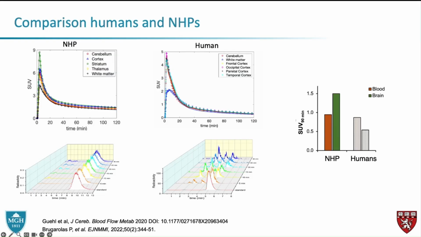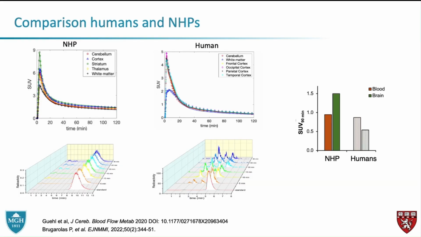We looked at the kinetics of the tracer in the brain, and this was interesting because in the monkeys we had seen that it peaked higher, but then it plateaued at a higher level, around 1.5 or 2. In humans, it was washing out faster, and this is not typically what happens. Typically, when you go from monkeys to humans, things slow down.